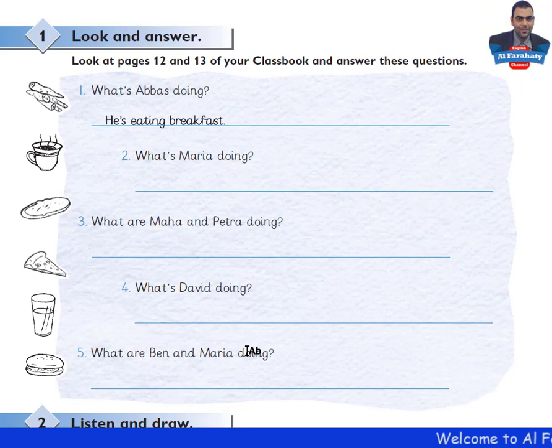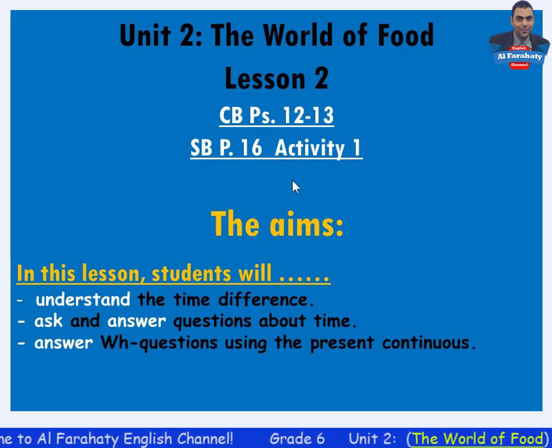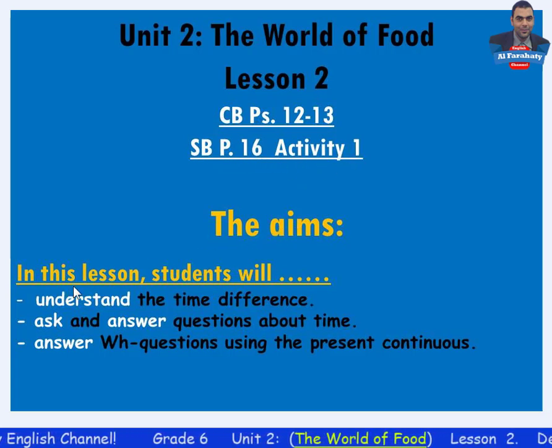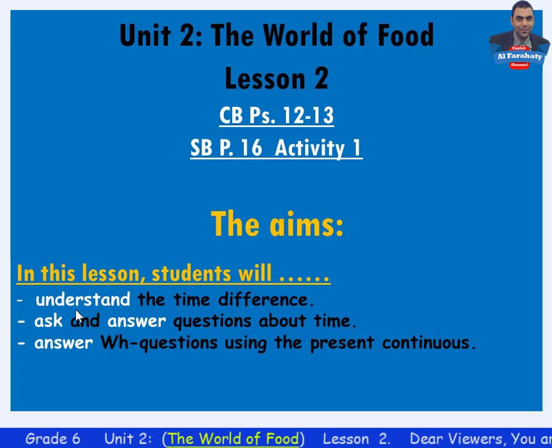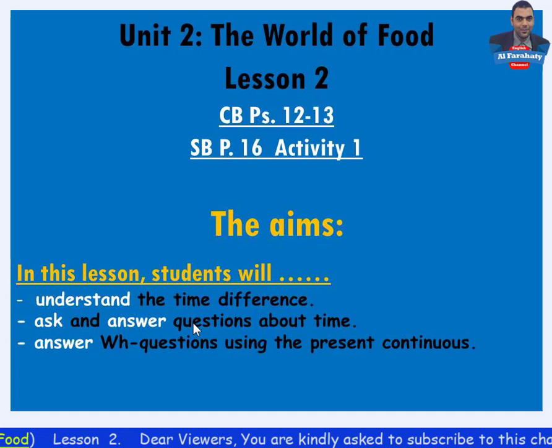Let's check. Unit 2, The World of Food. Lesson 2, ClassBook Pages 12 and 13. Skills book, page 16, Activity 1. The aims. In this lesson, students will understand the time difference, ask and answer questions about time, and answer WH questions using the present continuous.